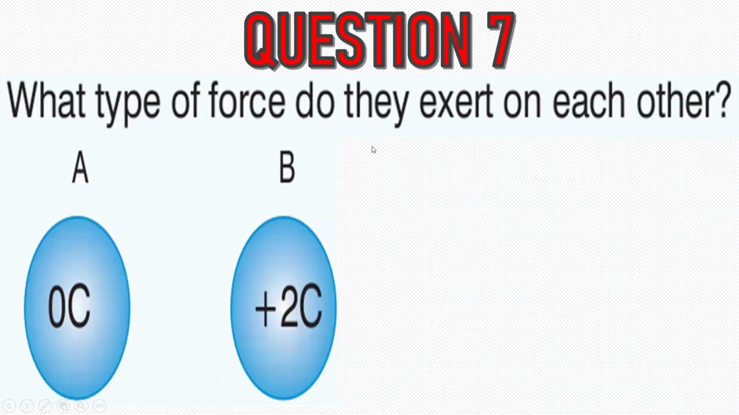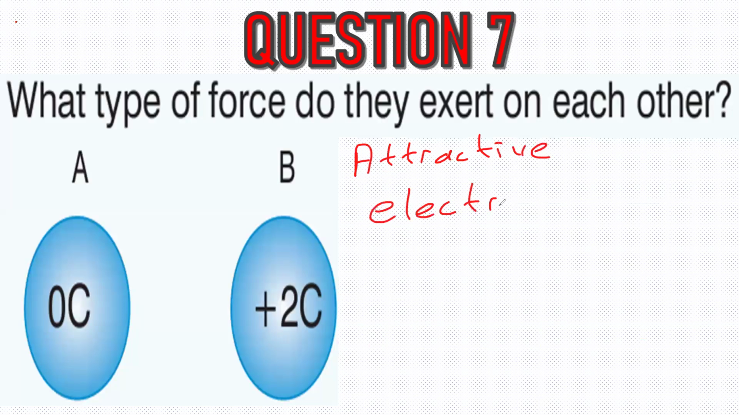For question 7, what type of force is between these two, A and B? Now we have 0 coulombs and plus 2 coulombs. All right, please try first, and we can answer together. This one is another simple one. Because of polarization, they attract each other. So, attractive electrostatic force. Sometimes they ask you the name of the force, sometimes the type of force, so let's write everything just in case.